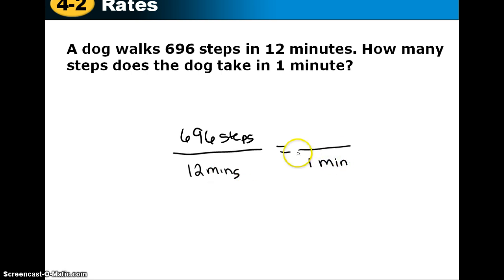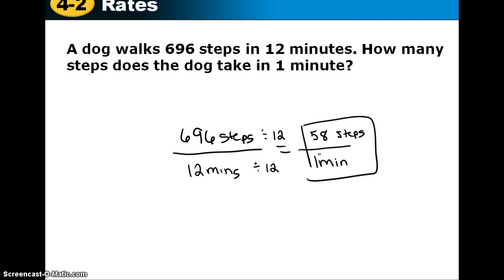So to get from 12 to 1, I need to divide by 12. What you do to the bottom, you have to do to the top. And again, you can use calculators for this. 696 divided by 12 equals 58. So the dog can walk 58 steps in 1 minute.